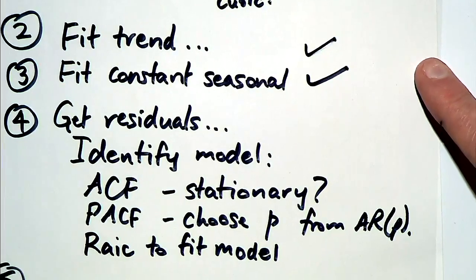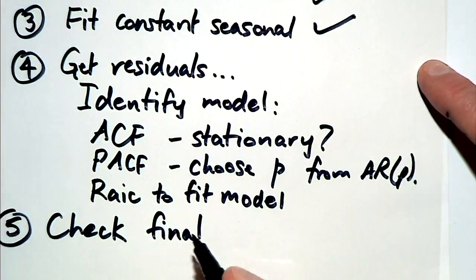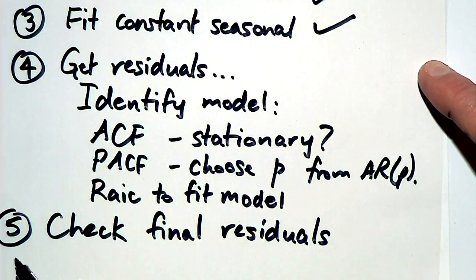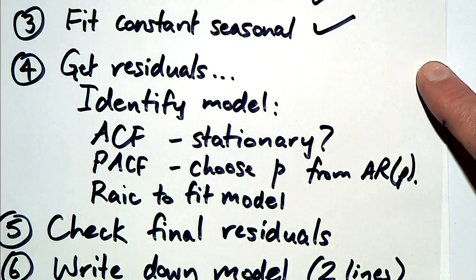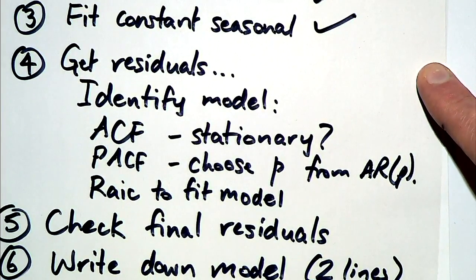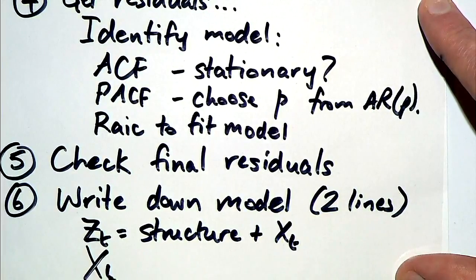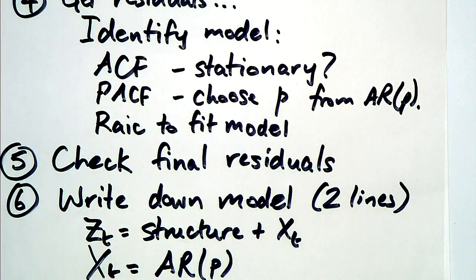We're nearly done. 2 more steps left. Check the final residuals. So those are the usual residual plots. Last step, final step, write down the model. In 2 lines. Z_t equals structure plus X_t. X_t is going to typically be an AR(p), where p was chosen earlier.